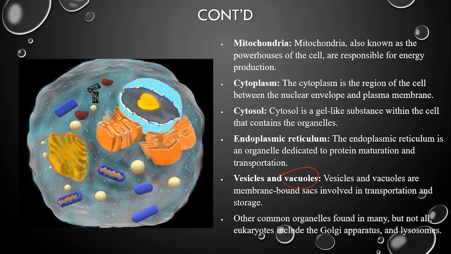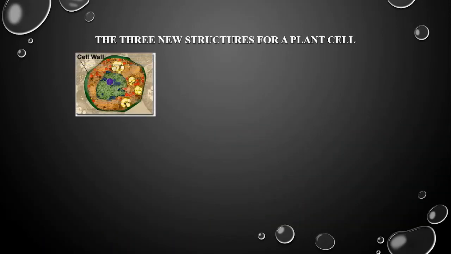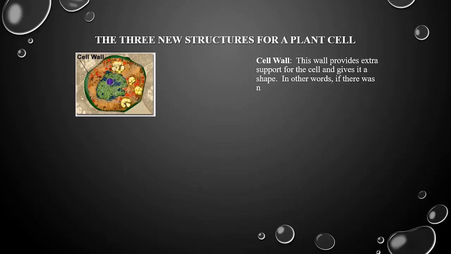In addition to these structures, the plant cell has other structures also. For example, the cell wall. So what is this cell wall? The cell wall provides extra support for the cell and gives it a shape. In other words, if there was no cell wall, then the cell would have no shape. The cell wall gives the plant cell its unique rectangular shape.